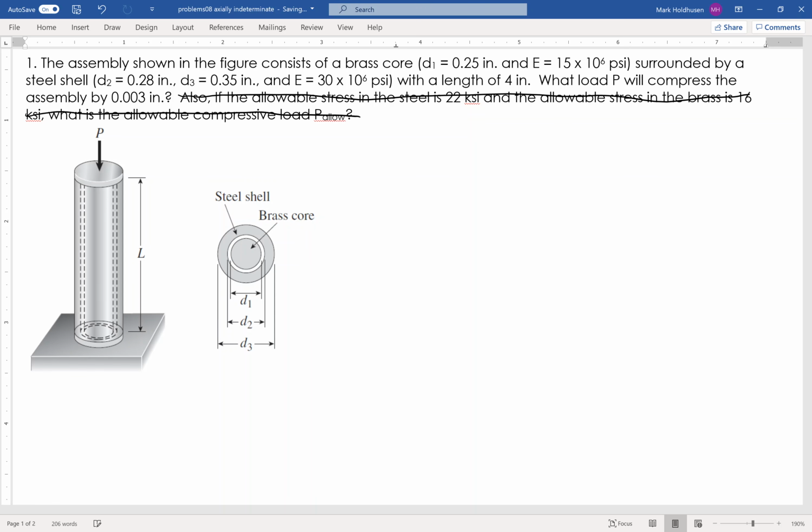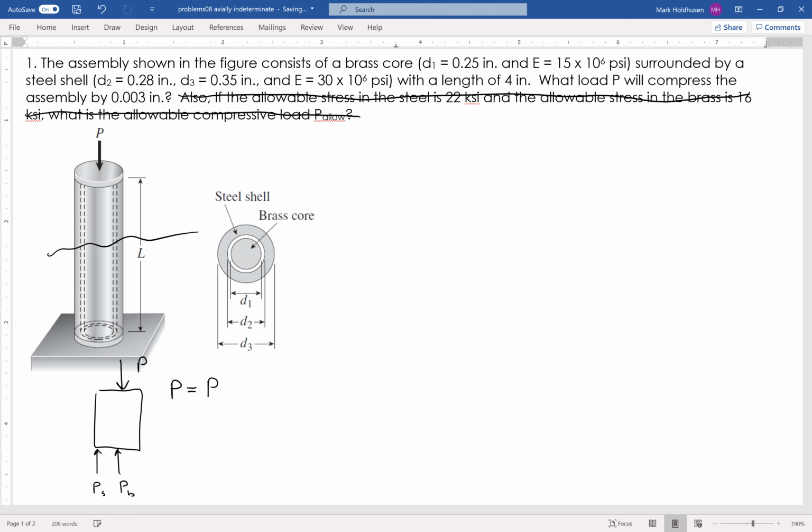Okay, so here's what we'll do. The first thing is, again, we want to cut our thing to determine the internal load. When I do that, I get something like this, where I've got P pushing down, and then two P's pushing back up. I've got the P in the steel shell, and the P of the brass in the core, right? Those two things have to add up to equal the total P.